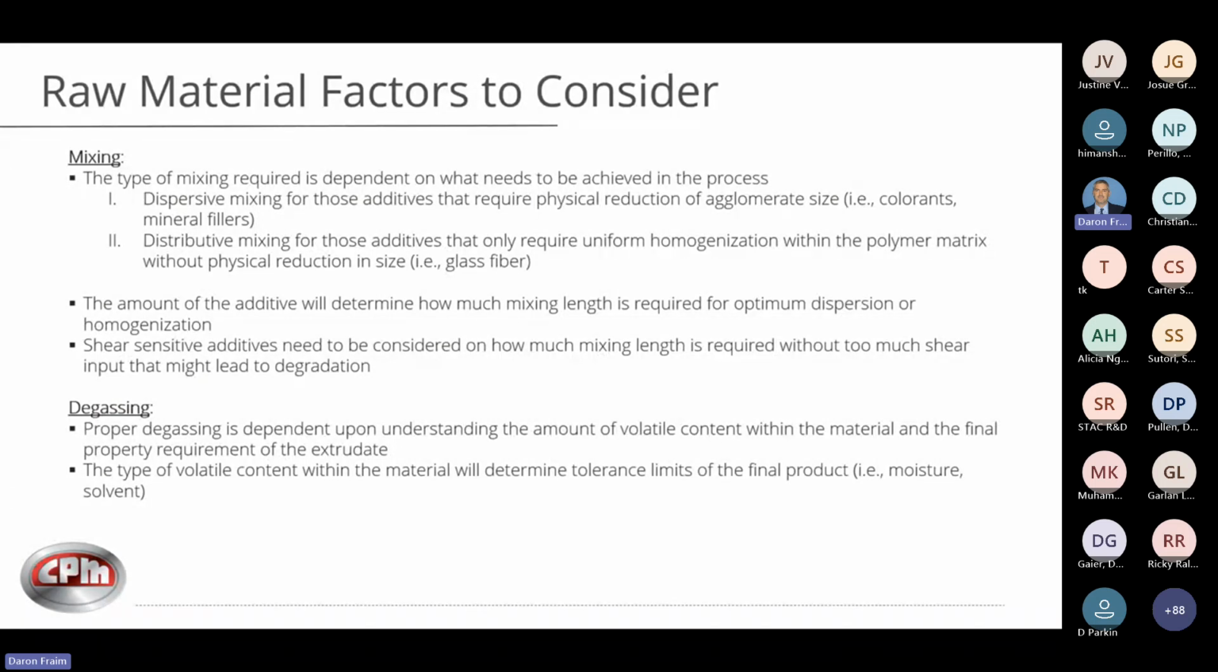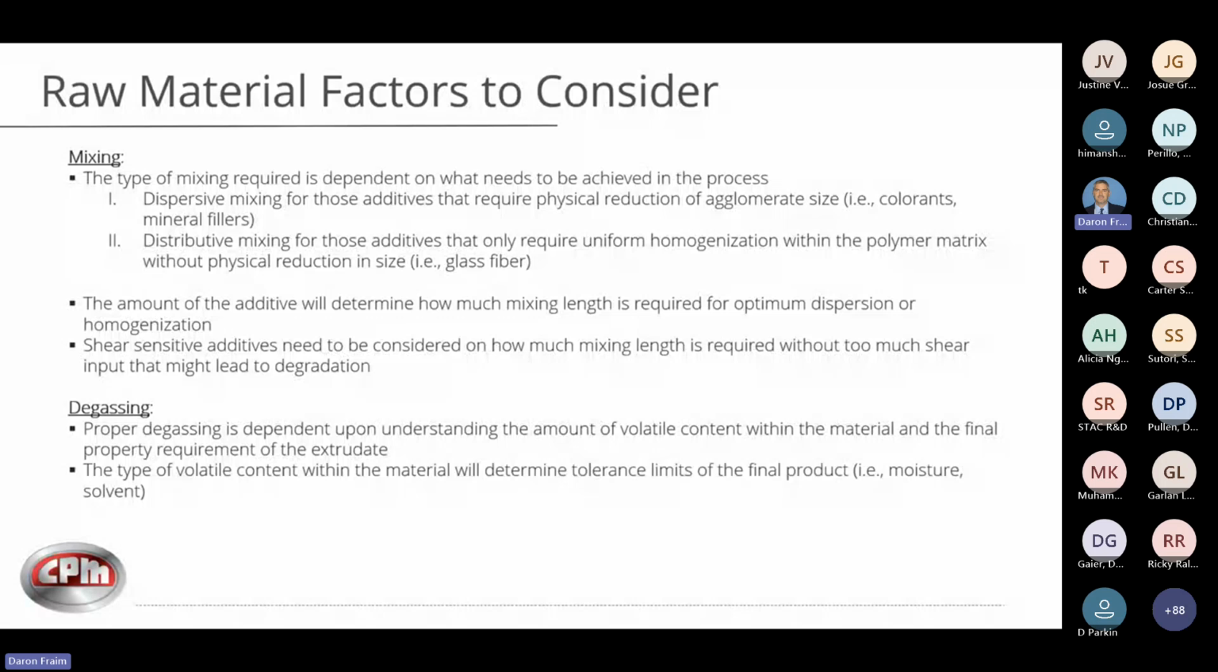Do you need to disperse this additive? Do you need to distribute? That will help you decide what type of elements you need to incorporate. Also, the amount of the additive will determine how much mixing length is needed for optimum dispersion and homogenization. Shear sensitive ones, again, need to be considered. How much mixing length is required without too much shear and risk of degradation.